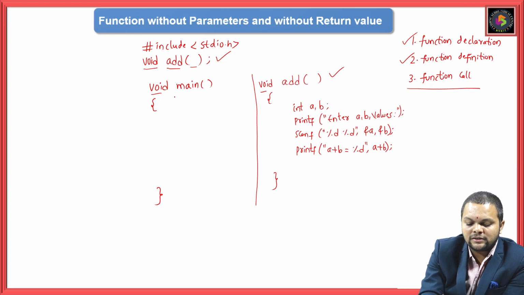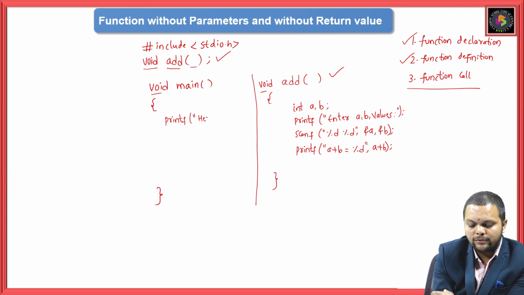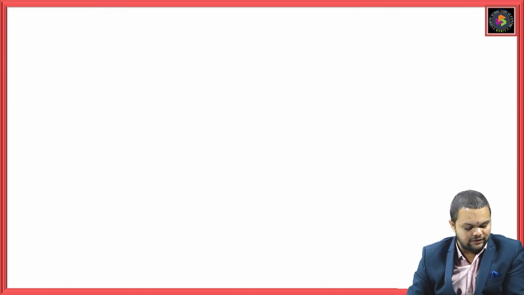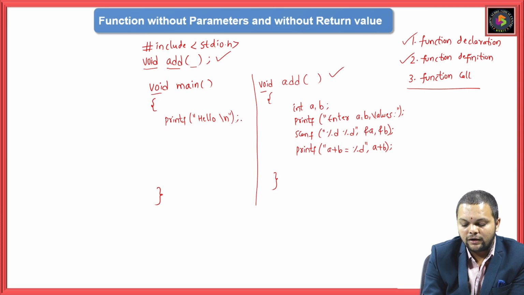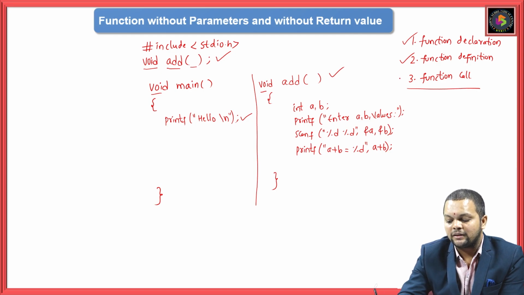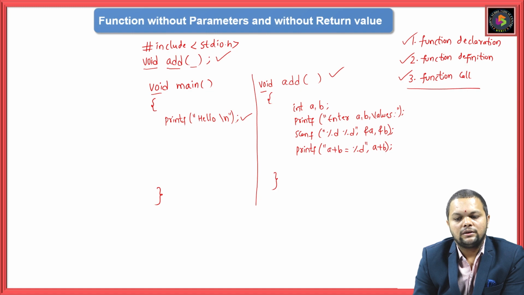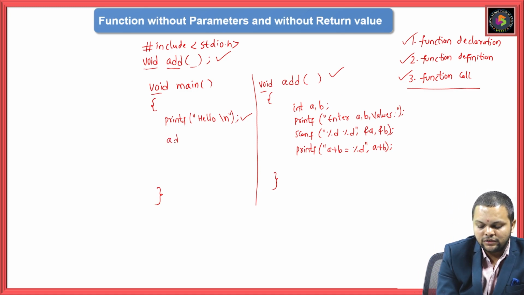If I am just giving the declaration part, if I am just doing whatever I want here, see, if I give printf hello, this will never execute. If I am giving hello, hello will execute and this will be skipped. Why? Because there is nothing called function call. If I want to execute this particular function, I need a function call. So what is that function call? What is the name of that particular function? Add is the name of that function. This is your function call.